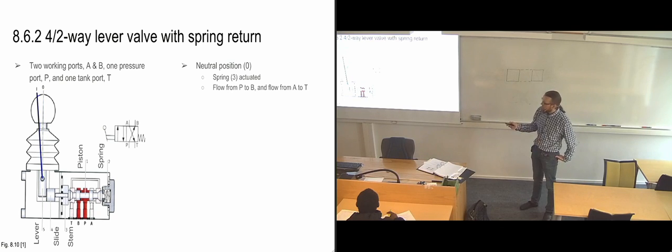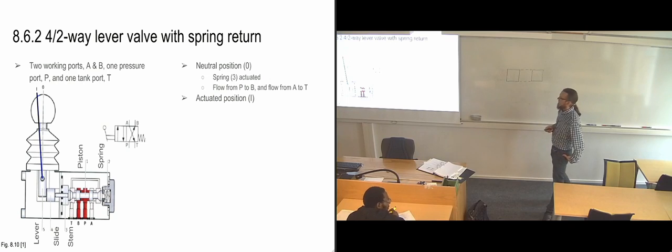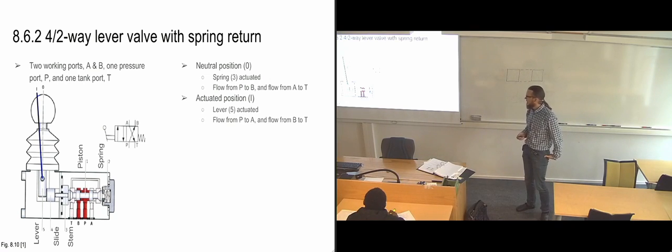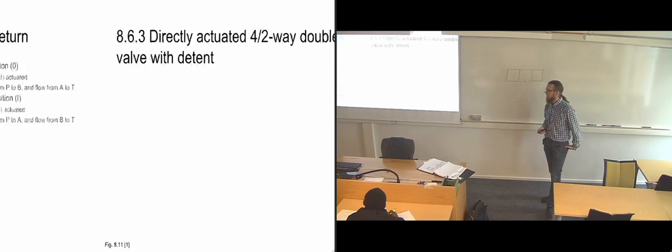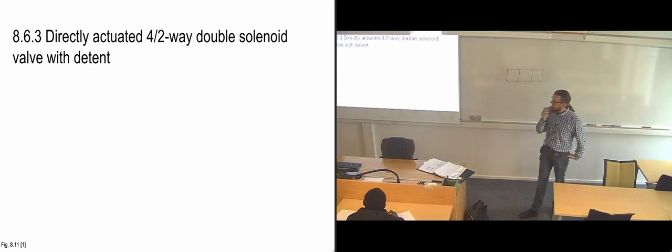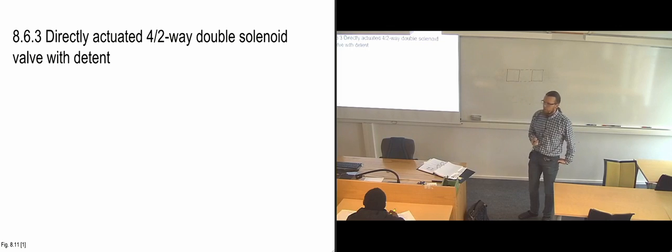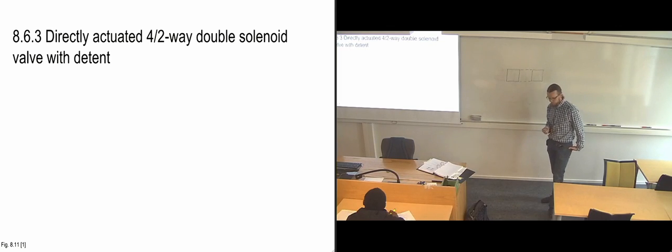But then we can switch it so that we pull on the lever and get it into the 1 position. So we just pull it a little bit back. Then we're actuating it, and we get flow from P to A and from B to T. I think we'll do this slide and then we're stopping.